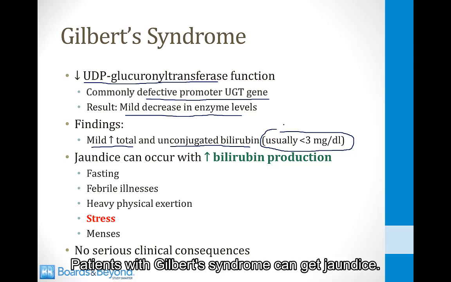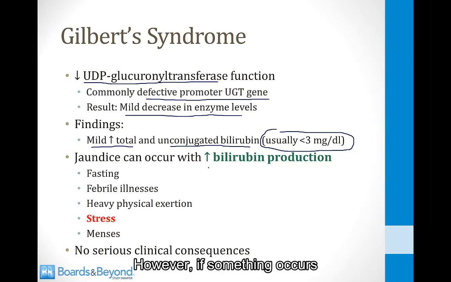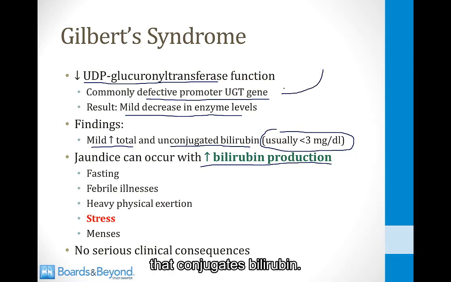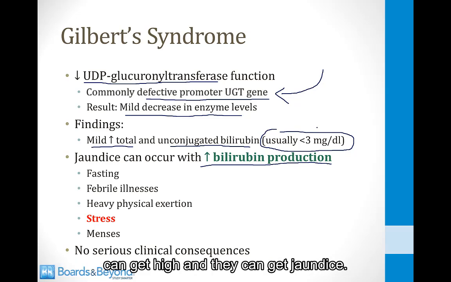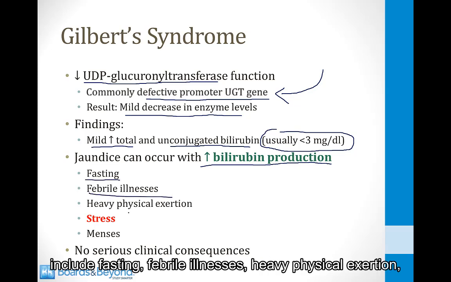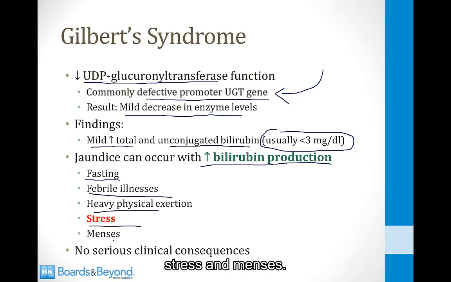Patients with Gilbert syndrome can get jaundice, however, if something occurs to increase their bilirubin production. Remember, they are deficient in the enzyme that conjugates bilirubin, so if bilirubin production goes up, then the bilirubin level can get high and they can get jaundice. Things that increase bilirubin production include fasting, febrile illnesses, heavy physical exertion, stress, and menses.